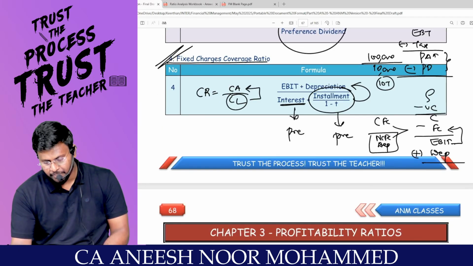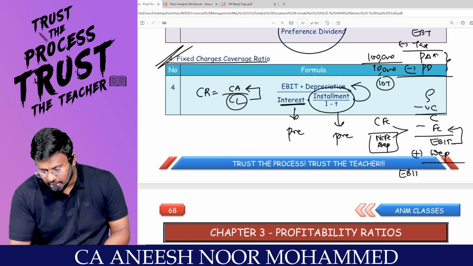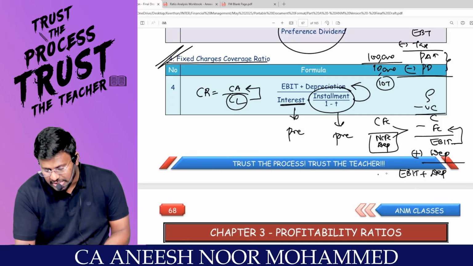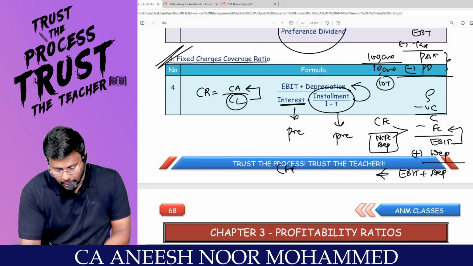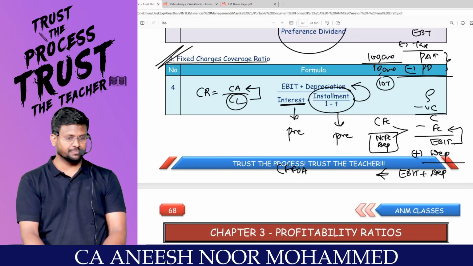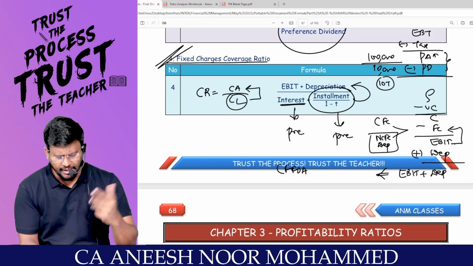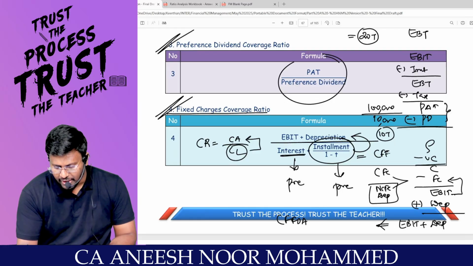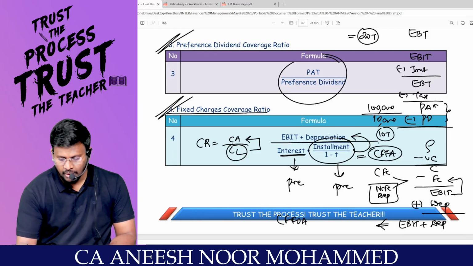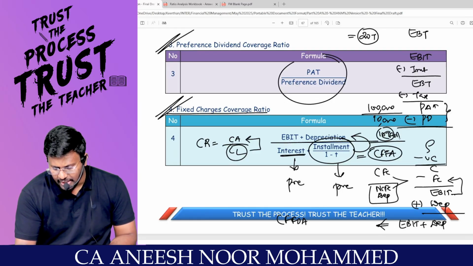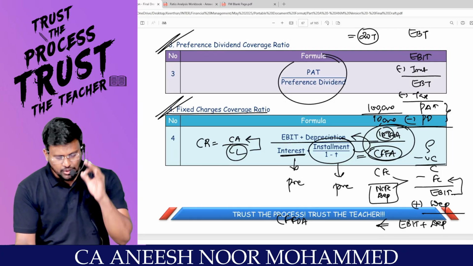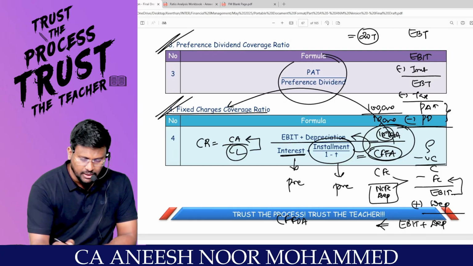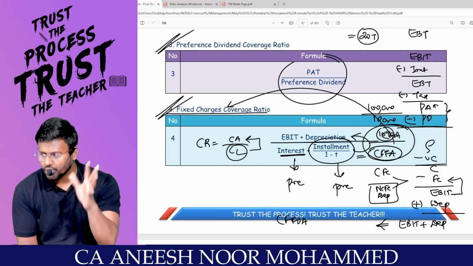Are you really with me? Then I will get EBIT plus depreciation, which is nothing but cash flow from operating activity. Cash flow from operating activity divided by, basically, sir, cash flow from financing activity is what the fixed charges coverage ratio is.